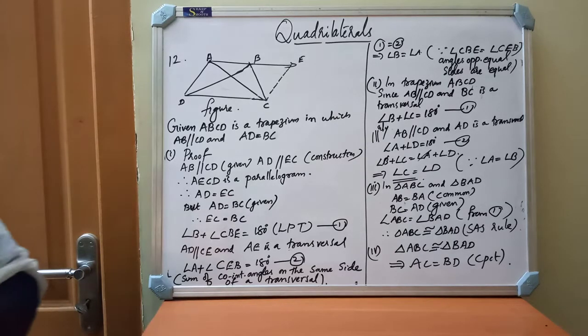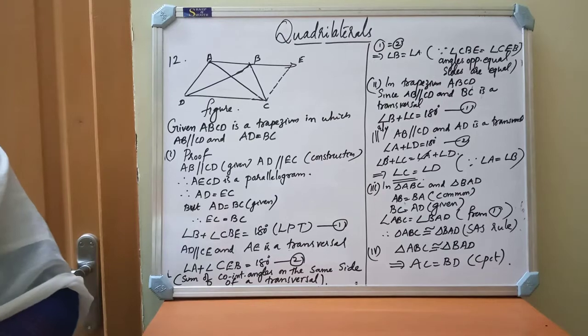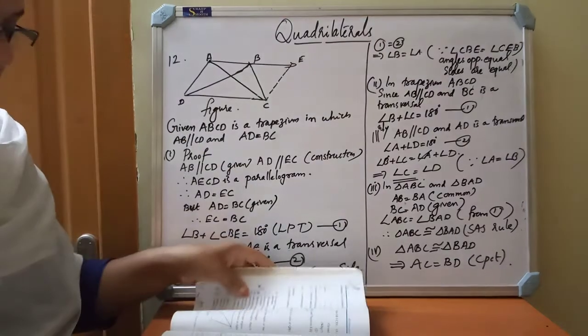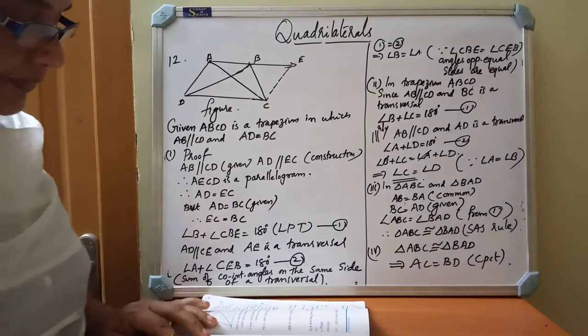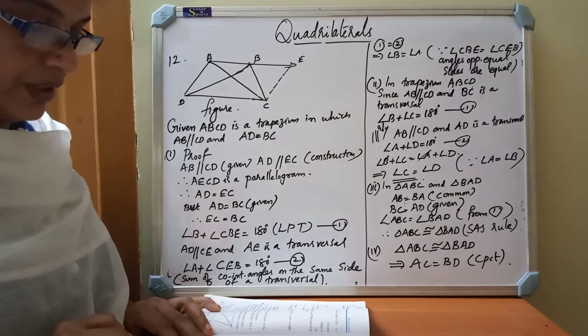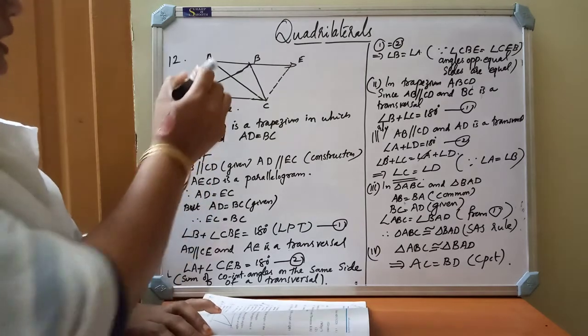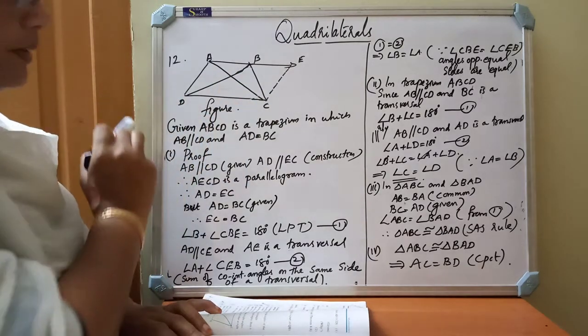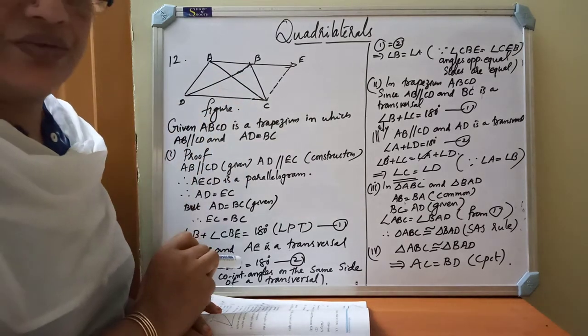Let's see the last question from exercise 8.1. The question is, ABCD is a trapezium in which AB is parallel to CD. They are given ABCD is a trapezium. So what is the speciality of a trapezium?